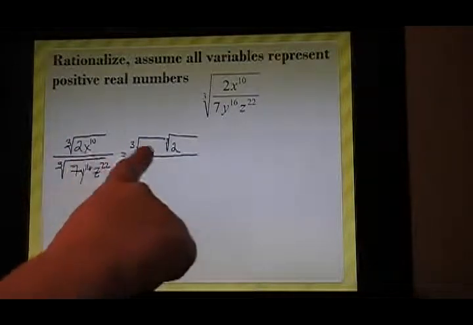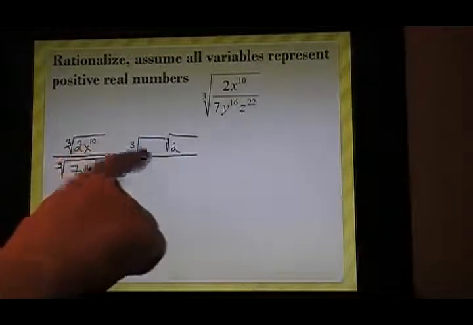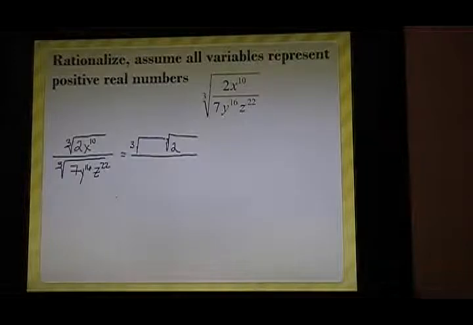So I'm looking for powers that are divisible by 3, right? When we're dealing with cube roots, we're looking for powers that are divisible by 3. So that would be 9. 9 would be the largest perfect cube factor of x to the 10th. And our x to the 9th times x would give us our x to the 10th.